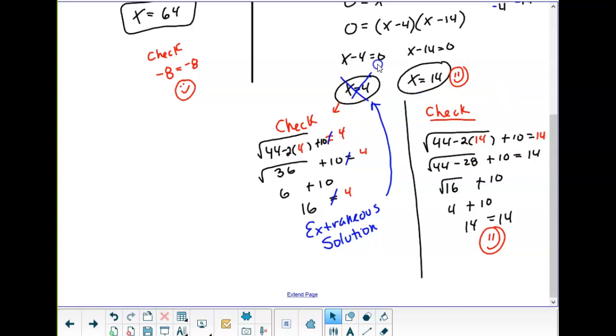Now, you can have cases where you'll have two real answers. You can have cases where one is extraneous. You can have cases where both are extraneous. So that's why it's important to check every answer that you get.